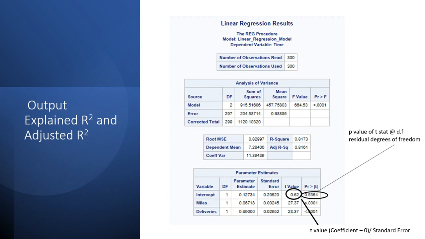And so here we see that both our miles and our deliveries are statistically significant at the appropriate level of degrees of freedom. So that's going to tell us that they are not zero slopes and they are valuable in predicting our outcome variable in our model.